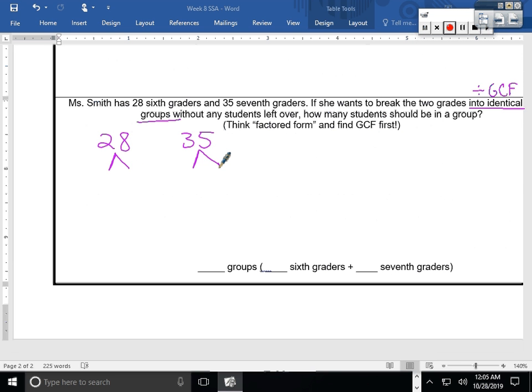28 and 35, they're both composite numbers. I was going to say compound. They're both composite numbers, so we can break them down. We're going to try to get them to prime numbers soon. So 28 is the same as a fact that we know, 4 times 7.